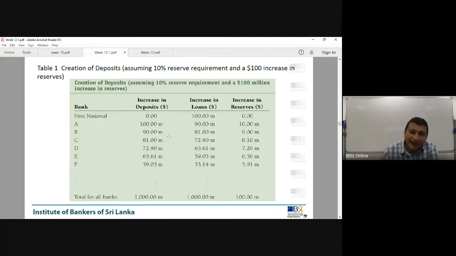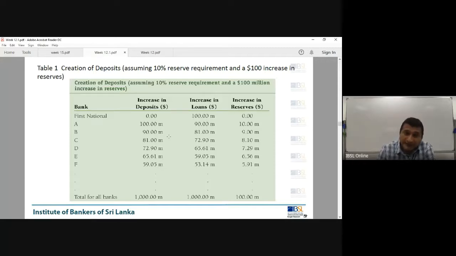So you can tally the ultimate compilation. You can go on, as an exercise, till the value of deposits reaches 0, and then you stop creating new deposits. But aggregating this, you will end up having an increase in deposits of 1,000, an increase in loans of the same 1,000, but it's the 10% requirement of deposits, that is 1,000 into 10%, is 100. That's what the reserve aggregate would be.